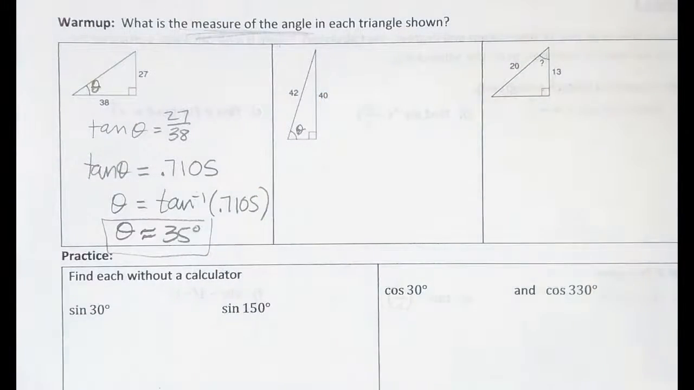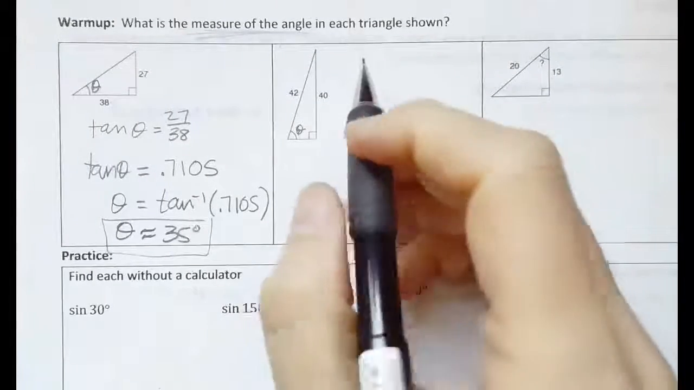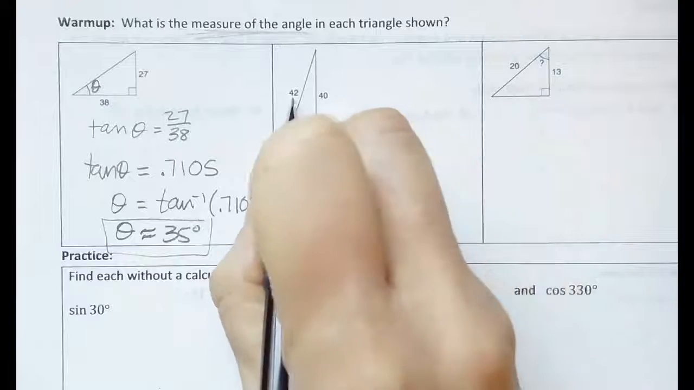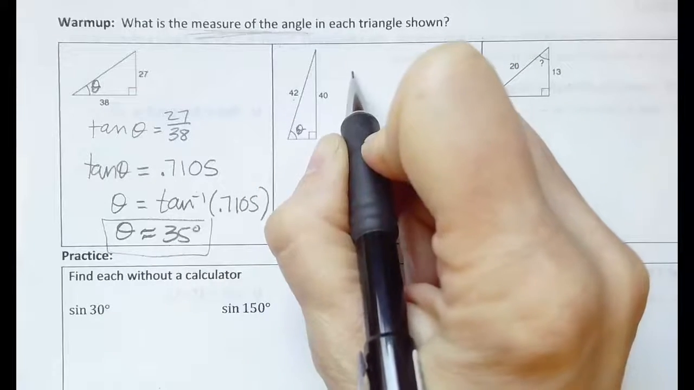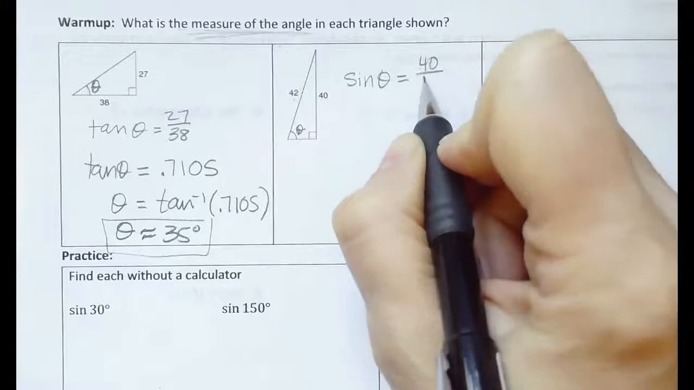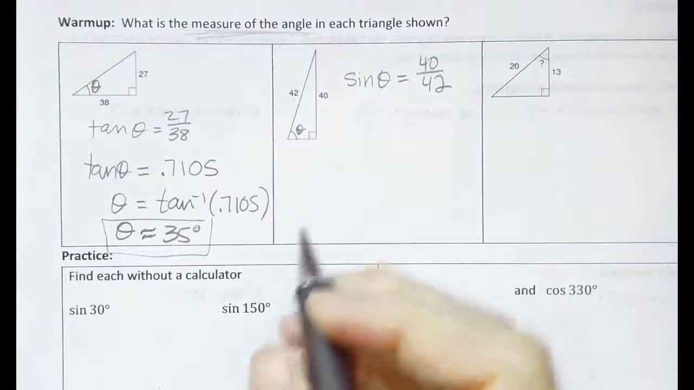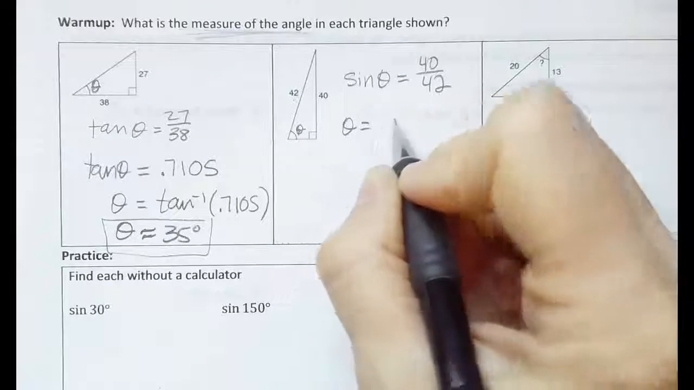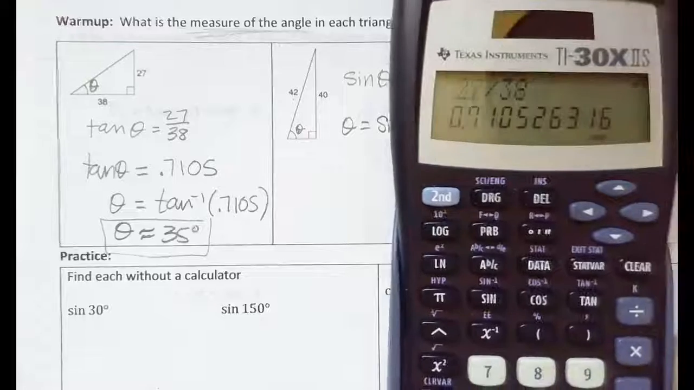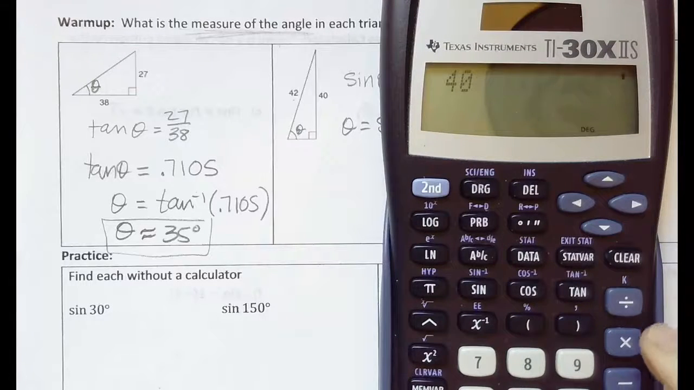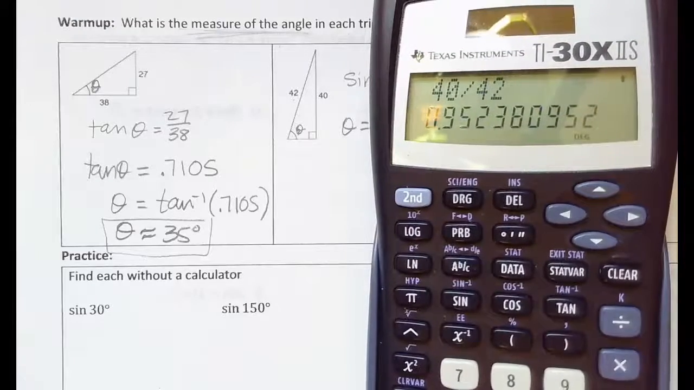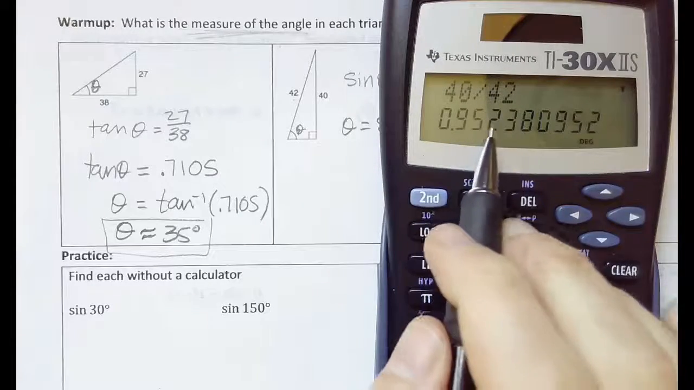We're going to be using our calculator. I will show how to use the calculator on this next one. This is opposite over hypotenuse, so that is a sine. Sine of theta equals 40 over 42. So now theta is equal to inverse sine of, the medium length way, 40 divided by 42, which is 0.9524.